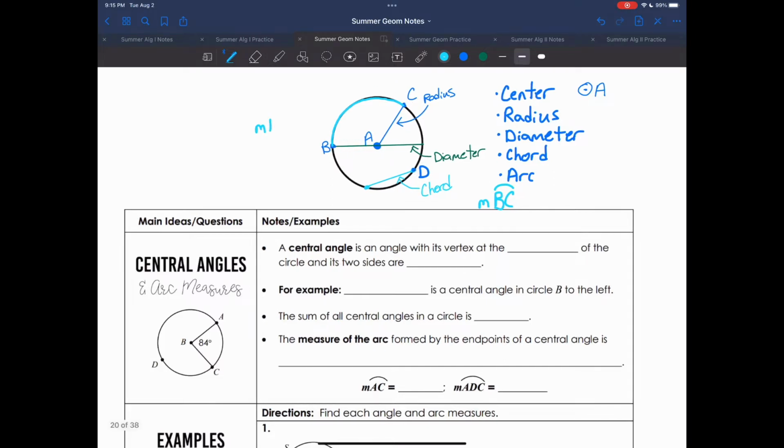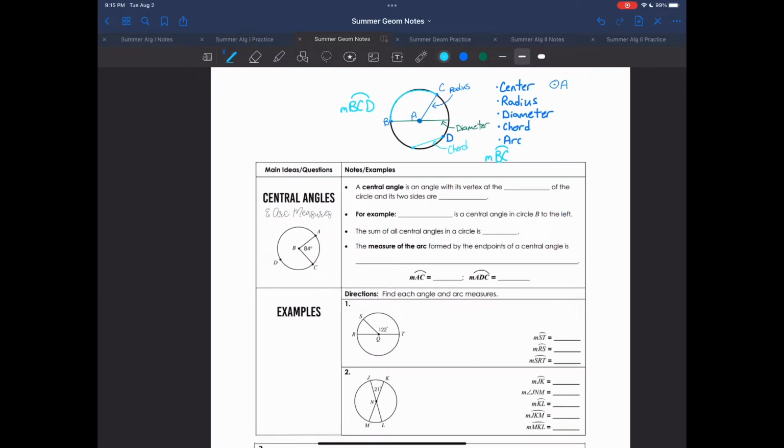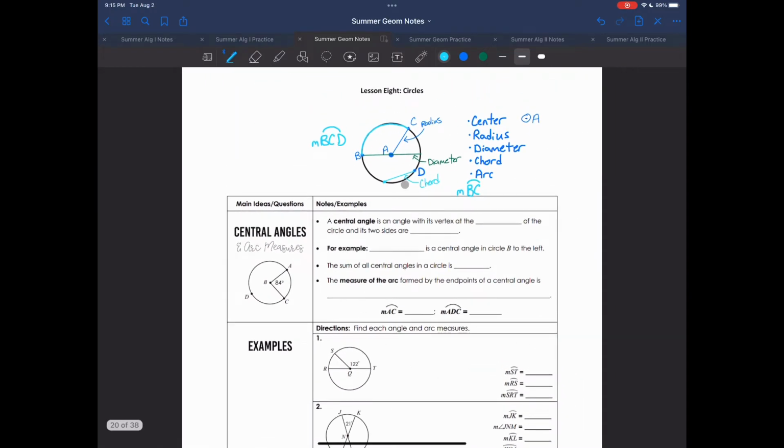So you'd start with B, go through C, end up at D, and you put the arc symbol above it. Okay, so just a little notation there, and that's all the vocab you're going to see throughout this worksheet. But I wanted to dedicate a decent amount of time to that, because if you don't understand that, some of this down here is going to be a blur, okay?